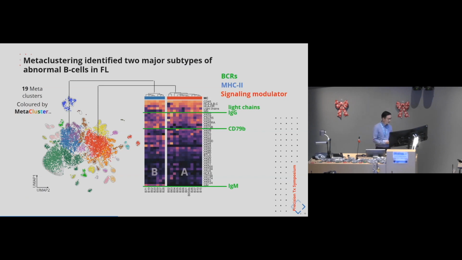Meta cluster A has a higher light chain expression and lower CD79B expression, and also doesn't express IgM, unlike type B. Also the HLA-DR expression is much higher in meta cluster A, and there's also a difference in signaling modulators like CD22, 24, 44, and 72.